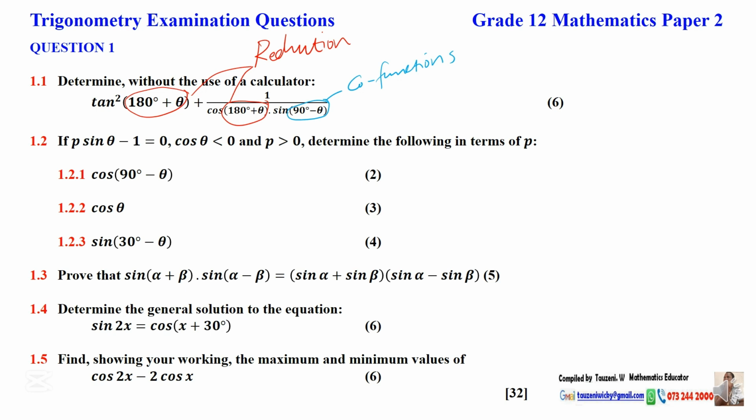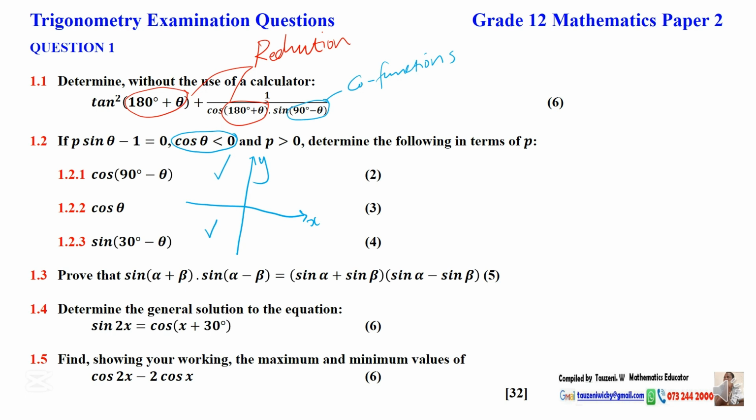Number 1.2, this is a diagram type question, and you must draw a diagram in one quadrant. The quadrant in which the diagram must be drawn is determined by the conditions that are given in the question. So in our case, they said that cos theta is less than 0. That means cos theta is negative. And we know that cos theta is negative in quadrant 2 and also in quadrant 3.